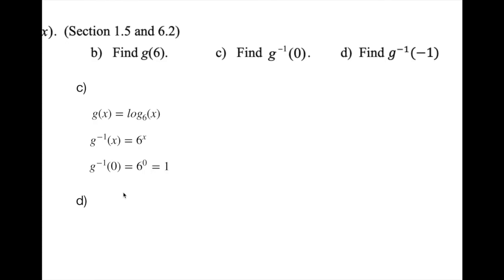For part D, we plug in x equals negative 1. So 6 to the power of negative 1. And again, we don't like negative powers. So it will be 1 over 6 to the power of 1, which is just 1 over 6. So that's part D.